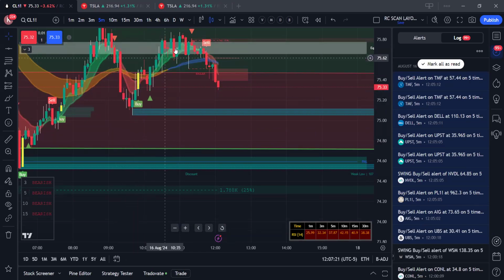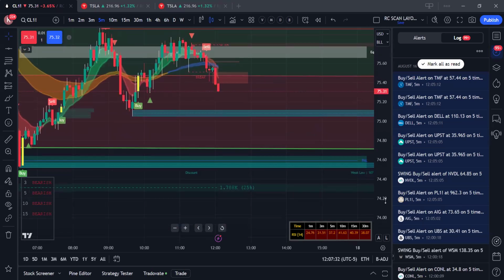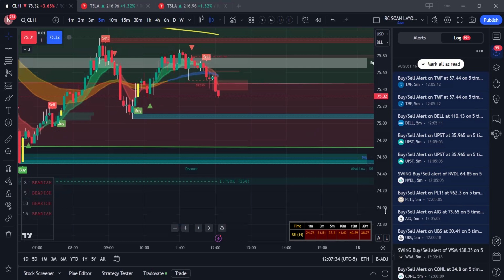It came down and then bounced up. Now again it is dropping. So as of now, you can see everything is bearish. All the trades will make profits. We just need to wait with patience, whatever we took.